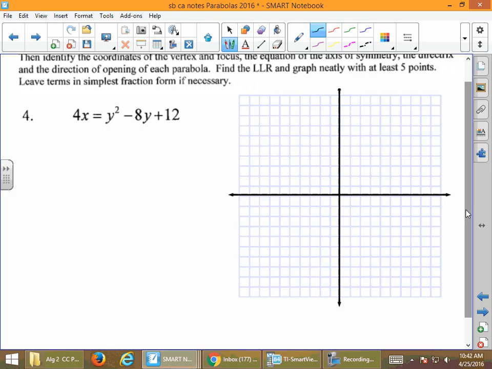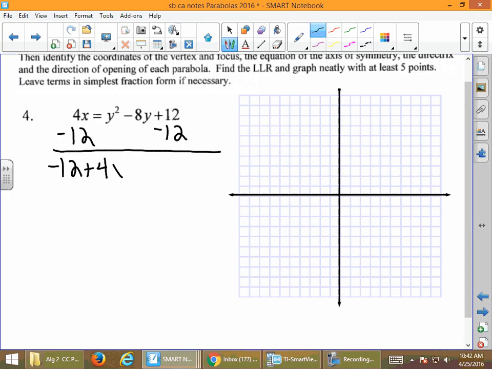When we complete the square, the first thing that I'm going to recommend is that we move the 12 over to the other side. And we have negative 12 plus 4x, or you can have 4x minus 12. It's not going to make any difference. Equals y squared minus 8y plus something. We're going to complete the square. We need to make this a perfect square trinomial.